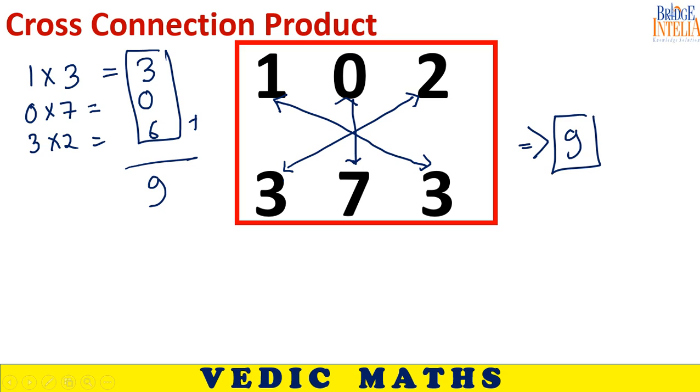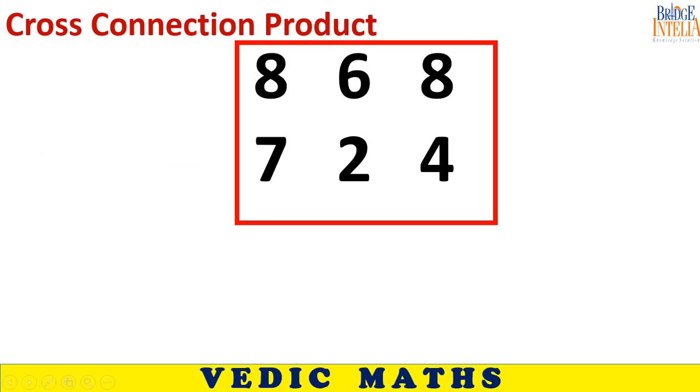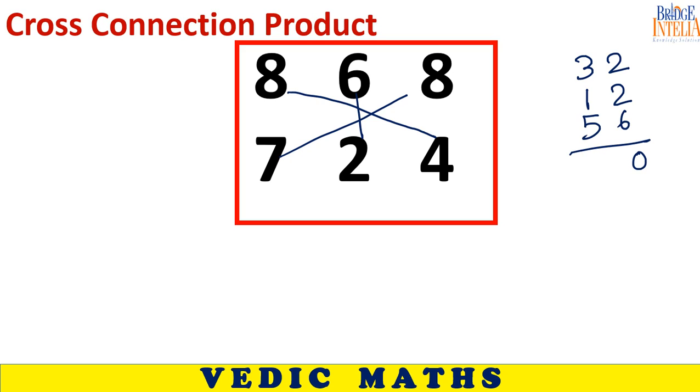First you have to understand how you can find cross connection product. Then you can do large calculations in one single step. So what will be the cross connection product? First connect 8 with 4. So 8 4s are 32. Then connect 6 with 2. 6 2s are 12. Then connect 7 with 8. So 7 8s are 56. Finally if you add them, this comes out to be 100. 100 is the cross connection product.